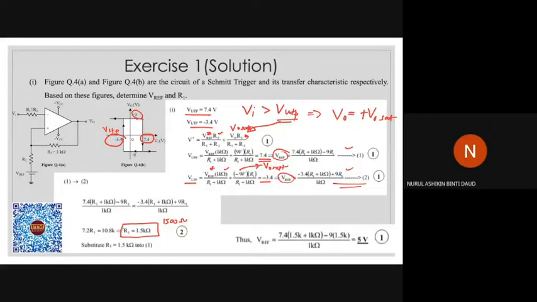All right. So once you get the value of R1, you already have one box here. We have already calculated one unknown. So you can just replace the value of R1 into one of the equations, either UTP or LTP. Choose whichever equation you prefer, and you will get the value of V reference, 5 volts. So this is going to be your answer for V reference.